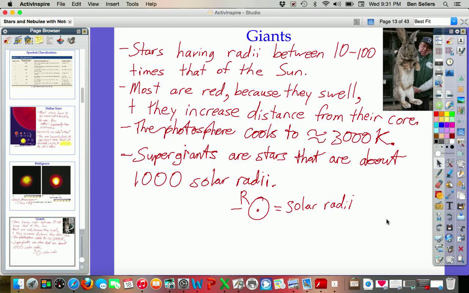Supergiants are stars that are about 1,000 solar radii. It's kind of an iffy range in between 100 to 1,000. It's typically referred to as supergiant. So that's the symbol for solar radii. Remember, the circle with the dot in the middle means the sun or solar, and then the R is the radii.